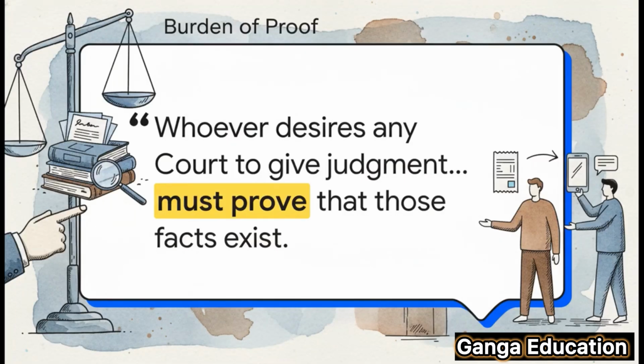In simple language, what this means is that if you want a court to give a decision in your favor, on your side, then you have to prove your claim, your facts. For instance, if you say that your friend borrowed money from you, the responsibility to prove it is on you, not your friend. The simple rule is this: he who asserts must prove. Whoever makes the claim must also provide the proof.